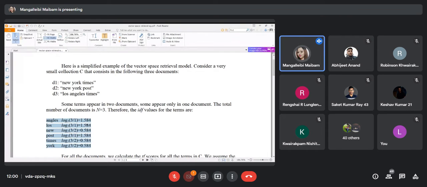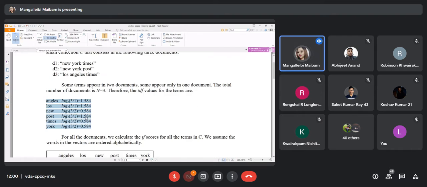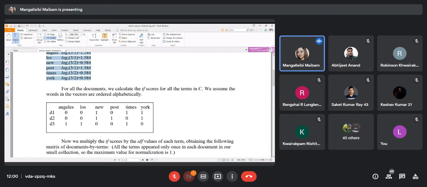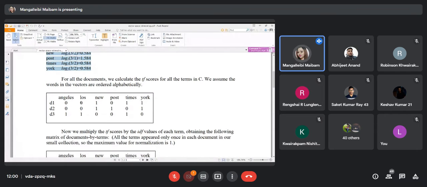So you have already known the idea of document frequency and term frequency. That applies here also. Normally we count the document frequency for finding the IDF values. Then next one, this is the TF scores. We have to find the TF scores.